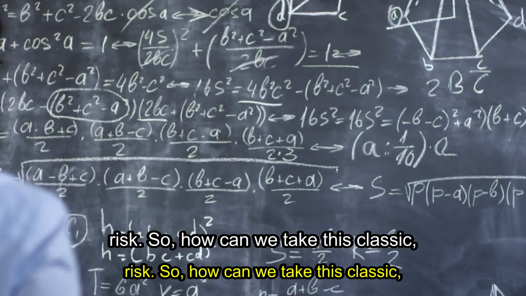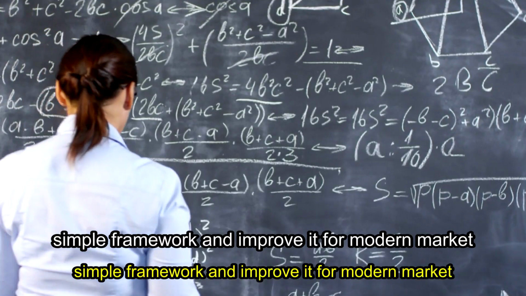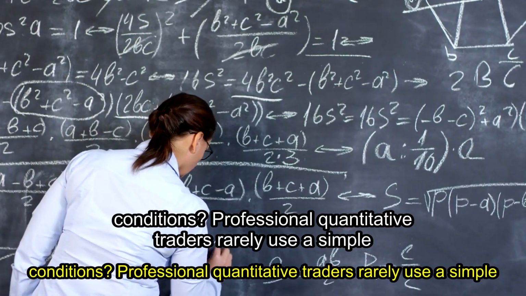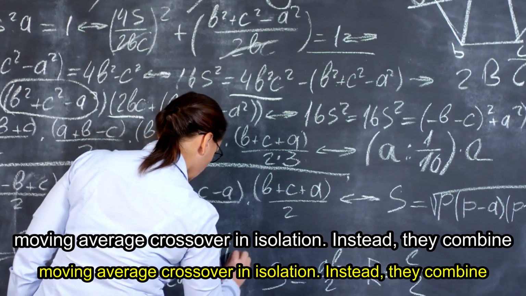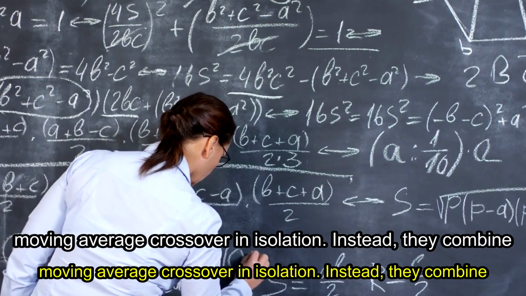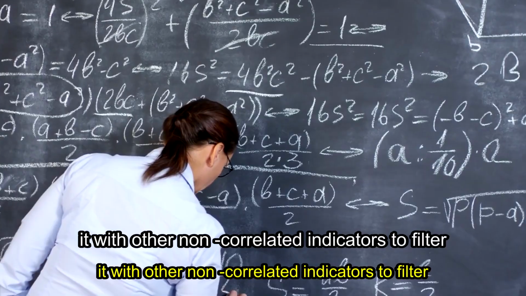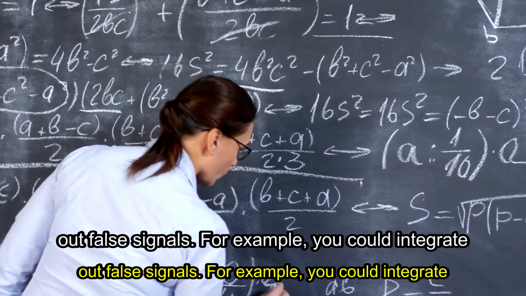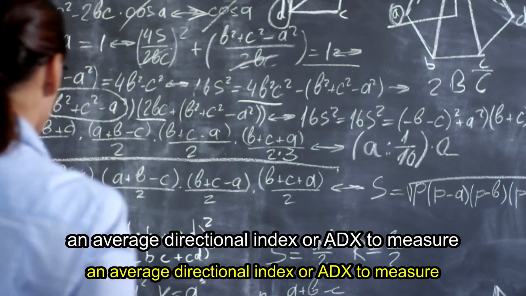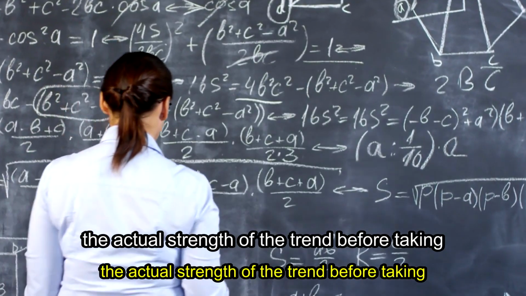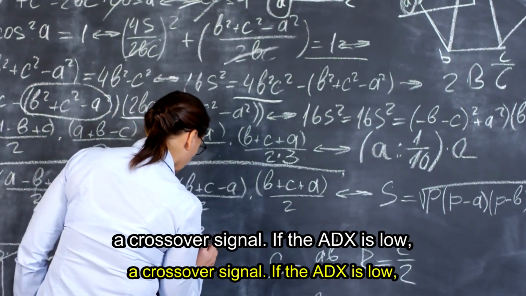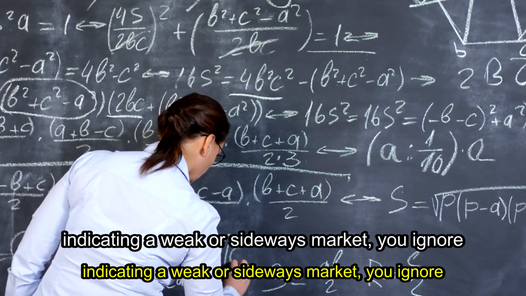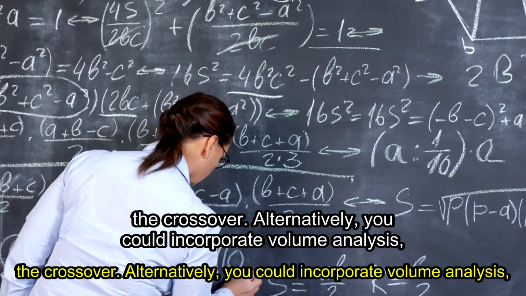So, how can we take this classic, simple framework and improve it for modern market conditions? Professional quantitative traders rarely use a simple moving average crossover in isolation. Instead, they combine it with other non-correlated indicators to filter out false signals. For example, you could integrate an average directional index, or ADX, to measure the actual strength of the trend before taking a crossover signal. If the ADX is low, indicating a weak or sideways market, you ignore the crossover.